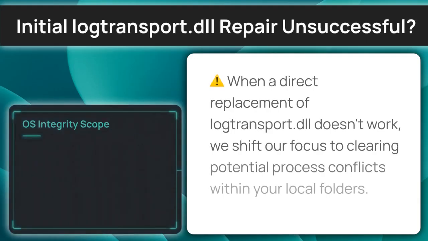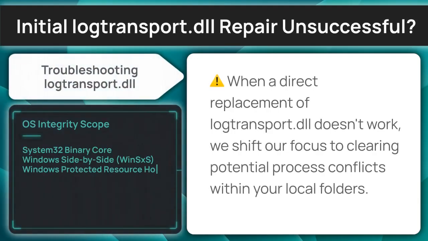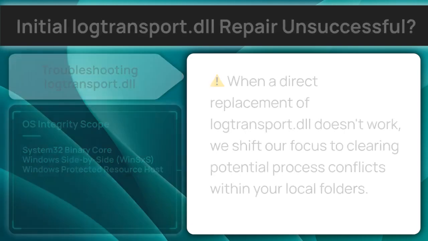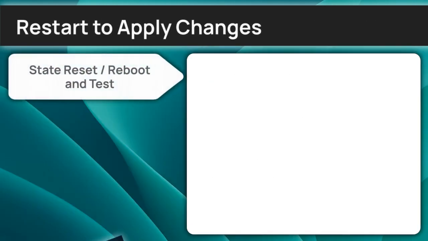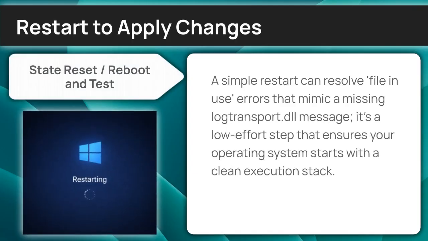If no luck was had with the redistributable package, we will escalate the fix by performing a targeted reset of the system state. A system reboot is a reliable way to clear away zombie processes that might be interfering with log transport module. It's a low-impact step that ensures your operating system is starting with a synchronized environment.